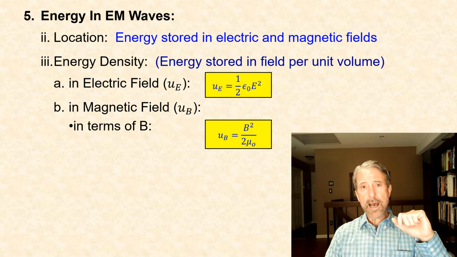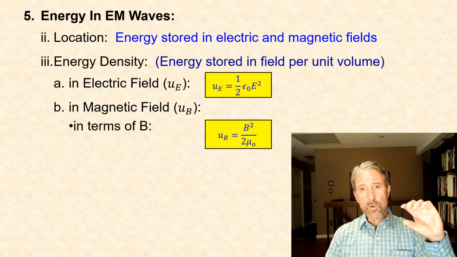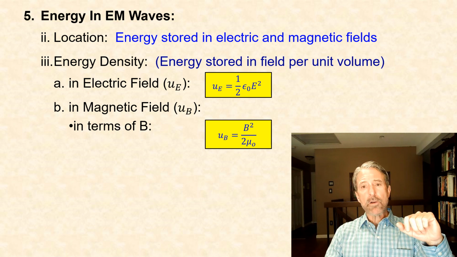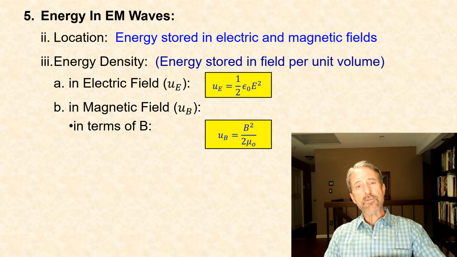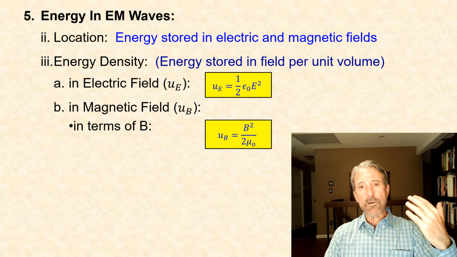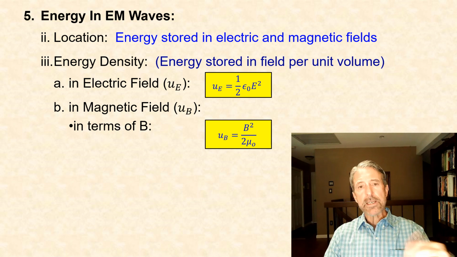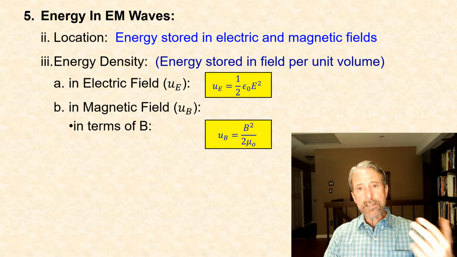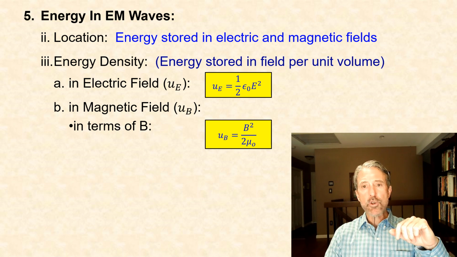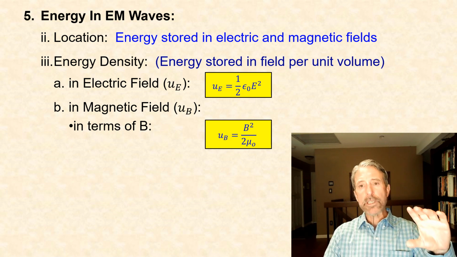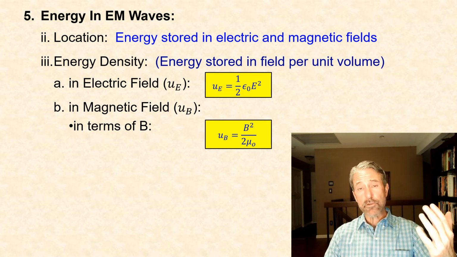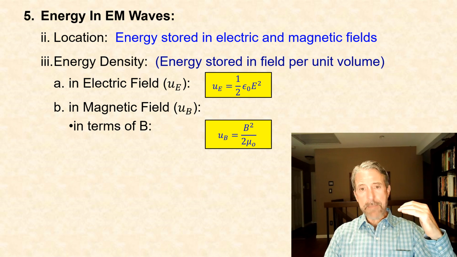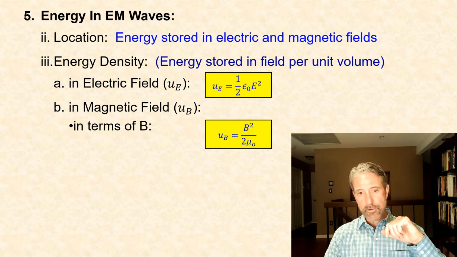So let's find out. In order to do this, what we need to do is to find the energy density of one field expressed in terms of the other field in order to make the comparison. We are going to arbitrarily choose to find an expression for the magnetic field energy density in terms of the electric field.